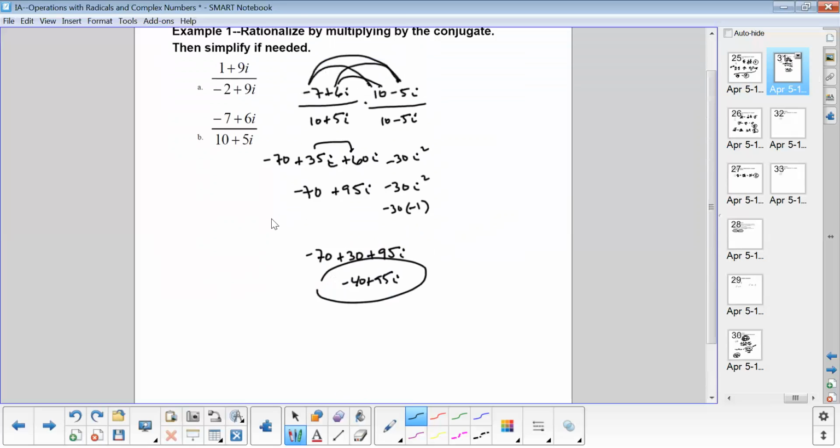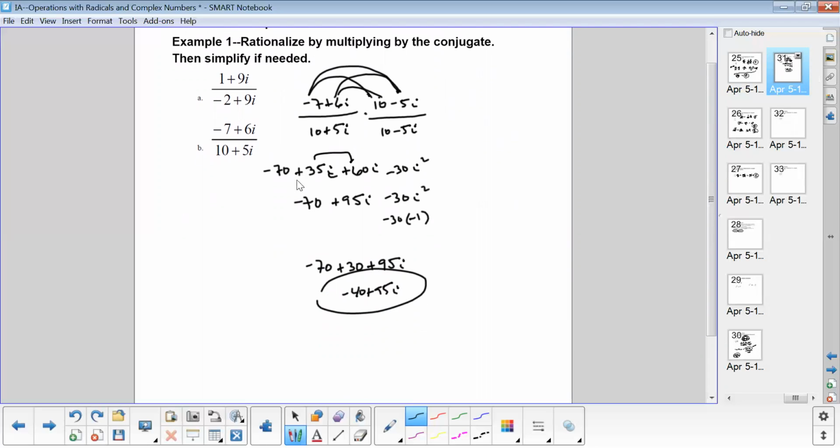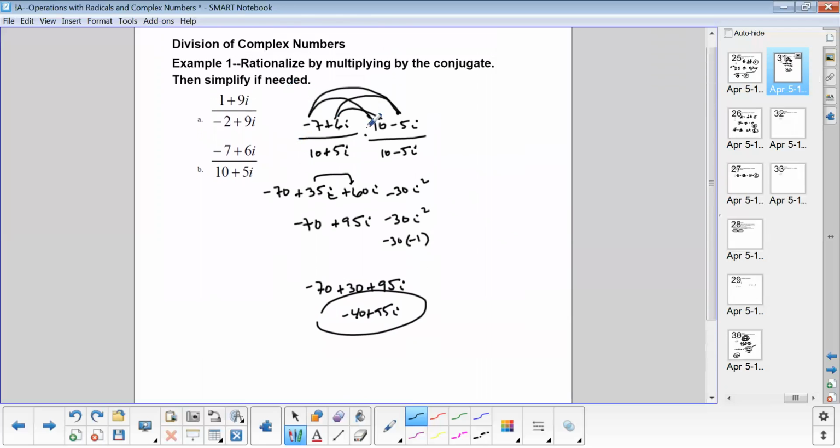And that's what you're doing when you're dividing complex numbers: we don't want i to be in the denominator, just like we don't want a radical to be in the denominator. So we multiply numerator and denominator by the conjugate of what you see in the denominator.